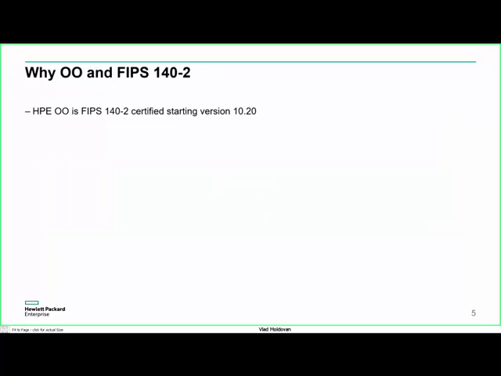Okay, now why OO and FIPS? Why is this required? So first, let's talk about a bit of history. Starting with version OO 1020, we are officially certified. So OO is officially FIPS 140-2 compliant. Well, why exactly do we need that?